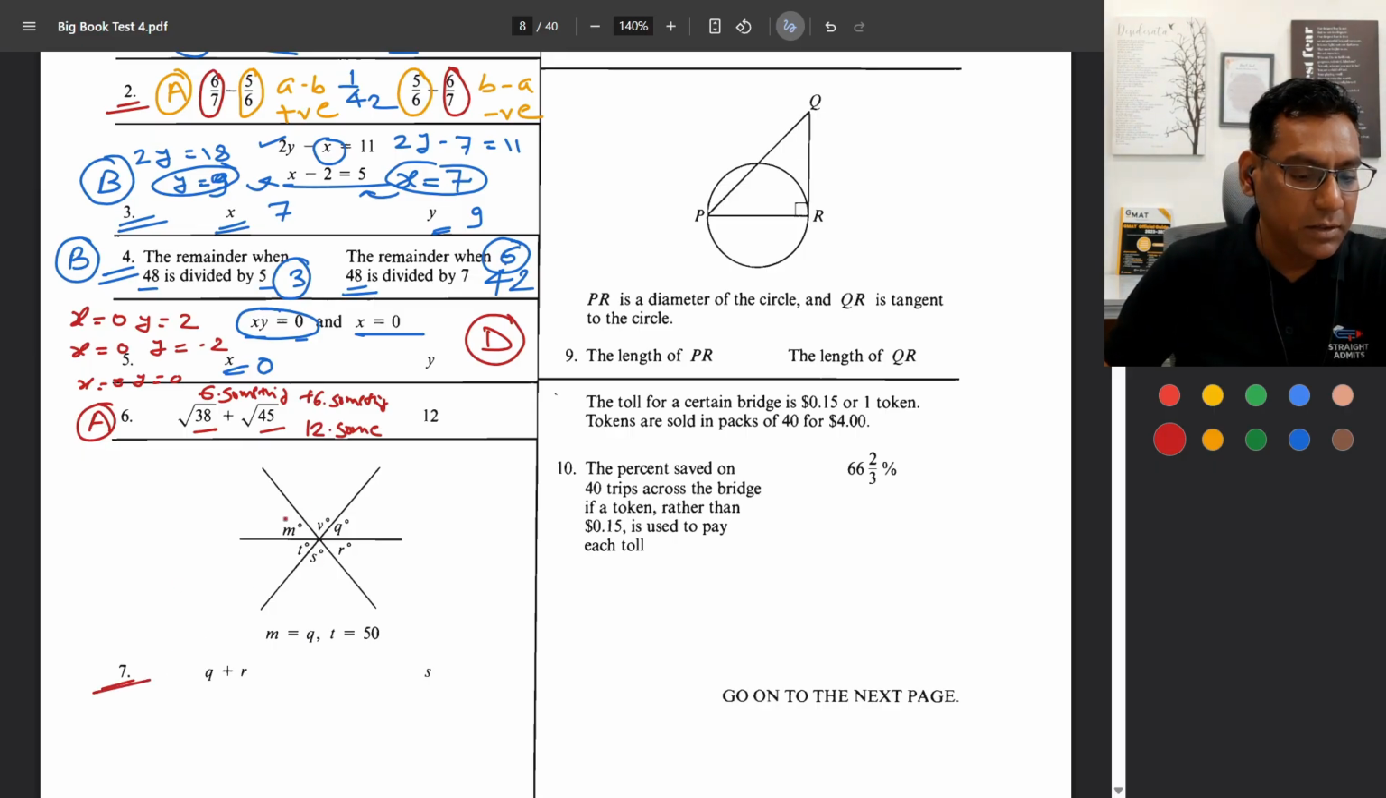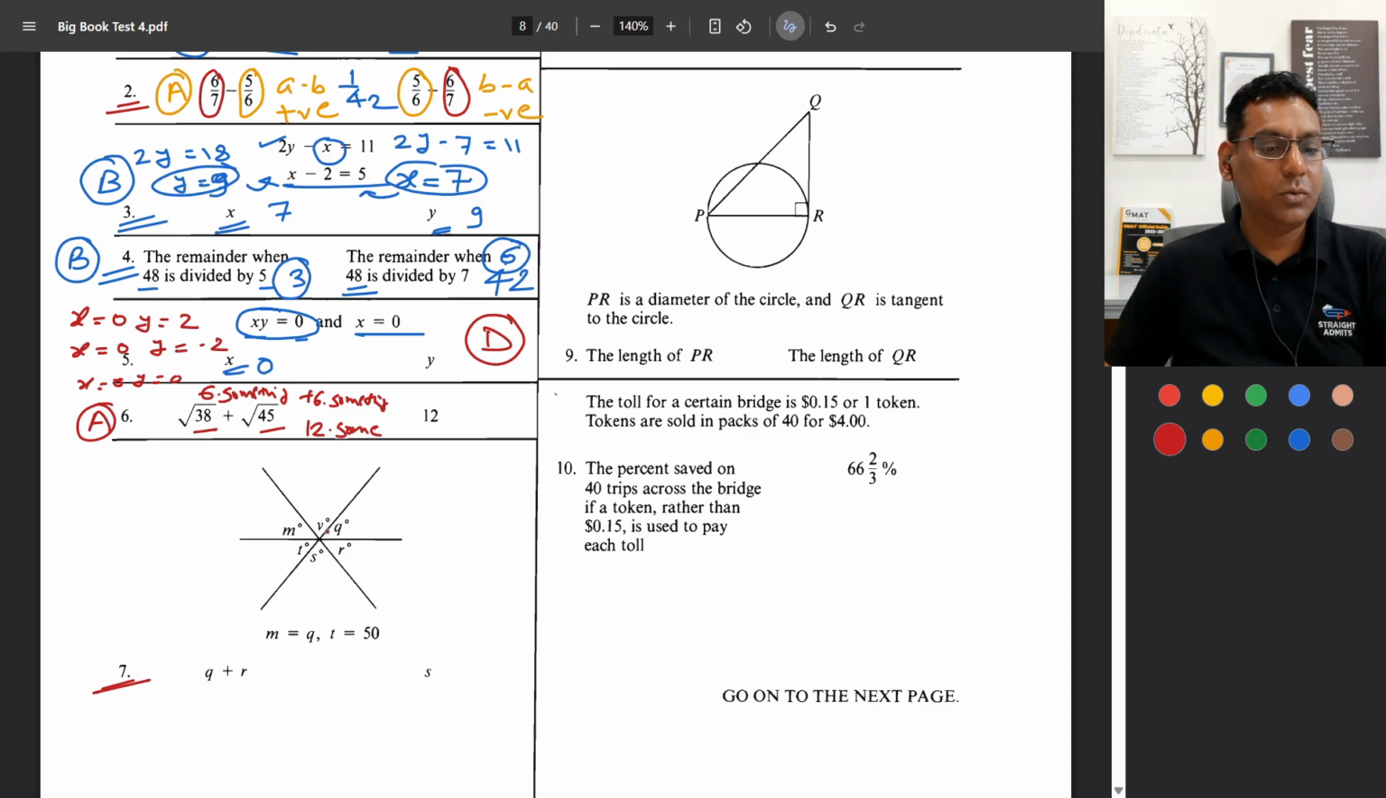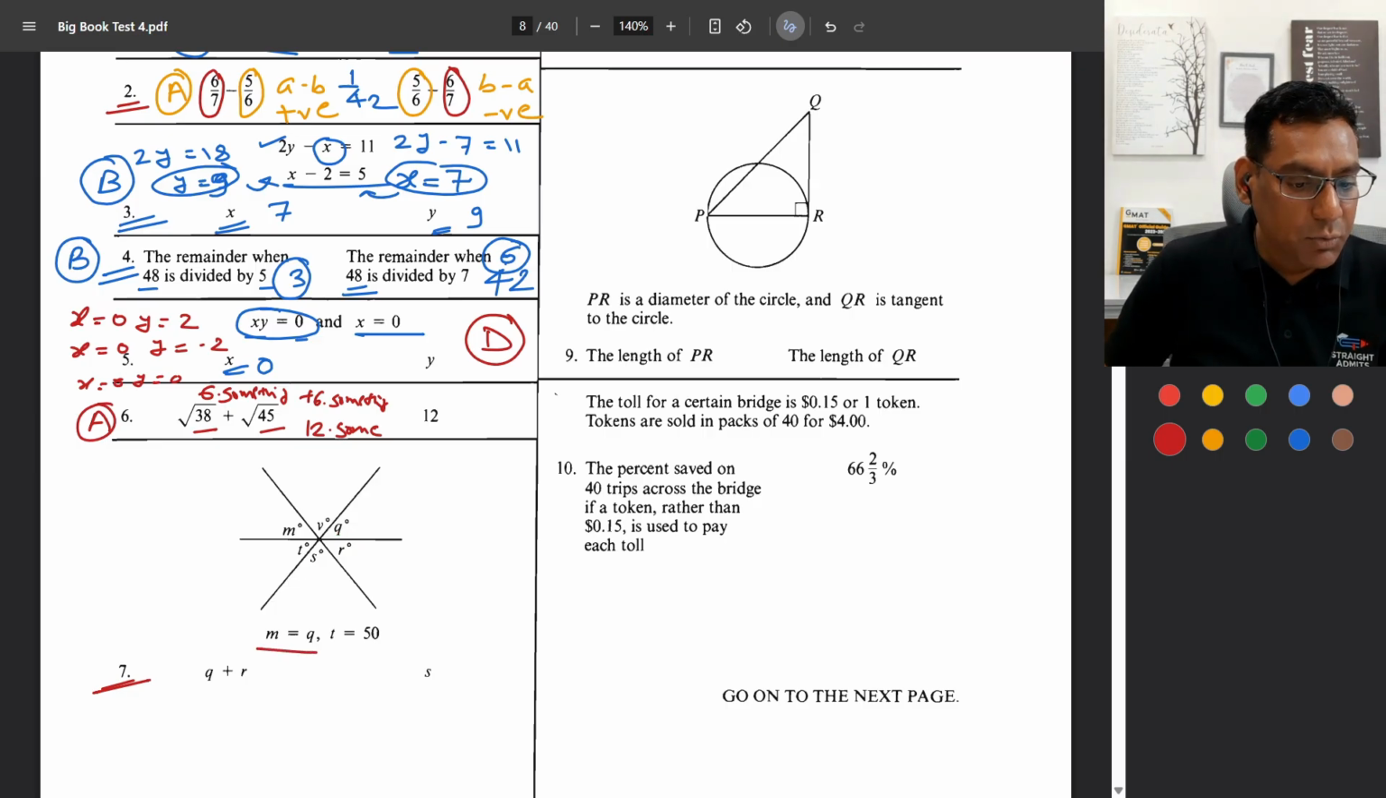Question number 7. Lot of angles. I know that some of these angles are opposite angles to each other, right? So that's one observation. M is equal to Q. I know M is going to be equal to R because they are opposite angles, but they are also saying M is equal to Q. So basically all these angles are the same, X, X, X, X, right?